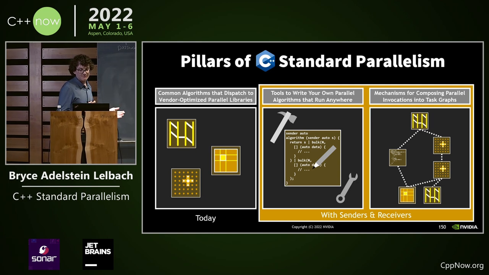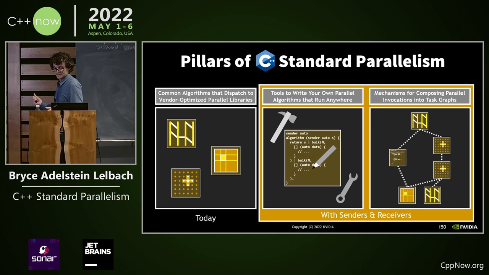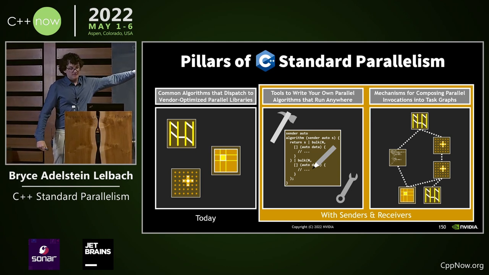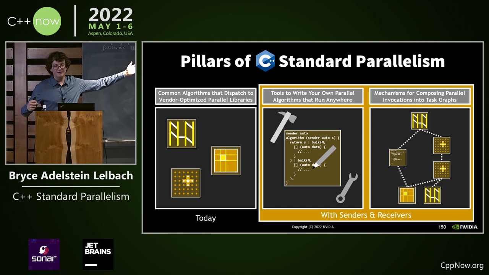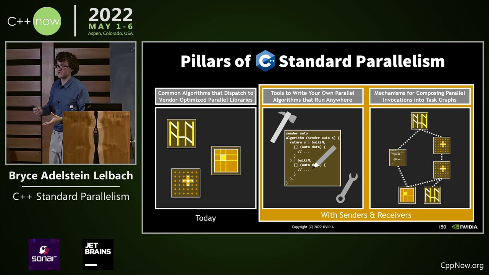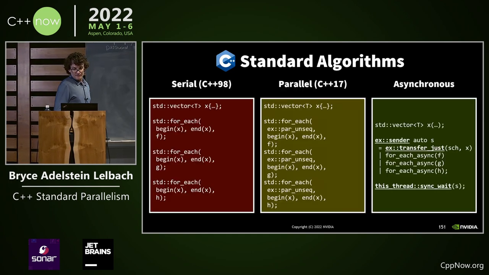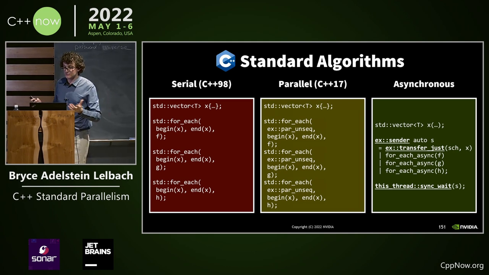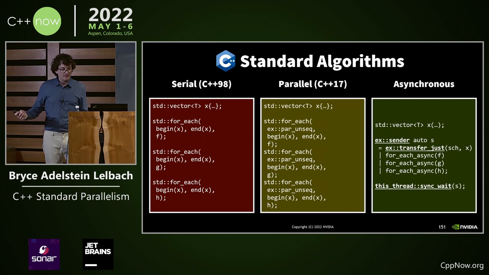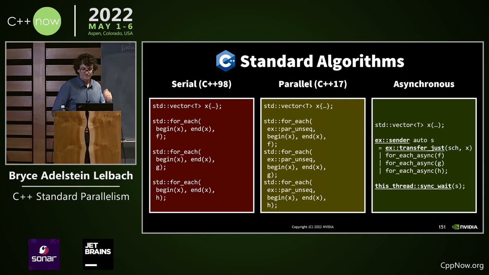Senders and receivers are the next major step in the development of C++ standard parallelism. They deliver on the second and third pillar of our plan. They give us tools to write our own parallel algorithms that can run anywhere, and they give us mechanisms for composing parallel invocations into task graphs. Following the standardization of senders and receivers, we'll want to introduce new asynchronous, sender-based versions of our algorithms.